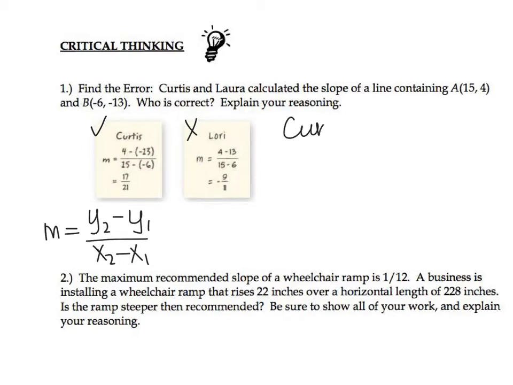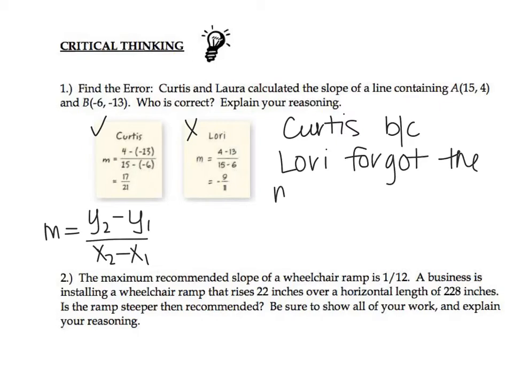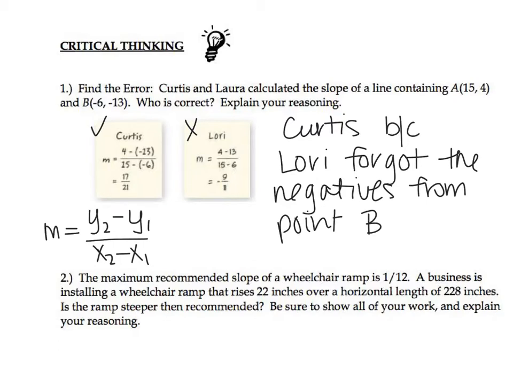So Curtis is correct, because Laura forgot the negatives from point B. Otherwise, Laura followed the formula correctly. She did her y values over her x values. Neither of them made the mistake where they mixed up the x and y values from different points, being the first one in the numerator and denominator.